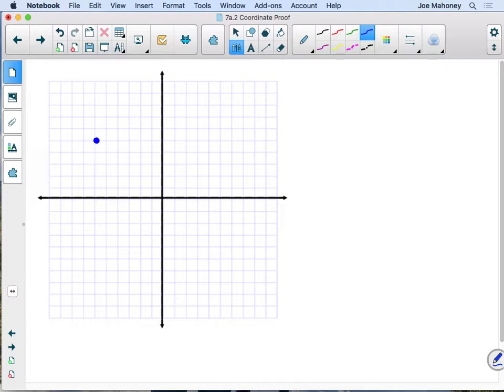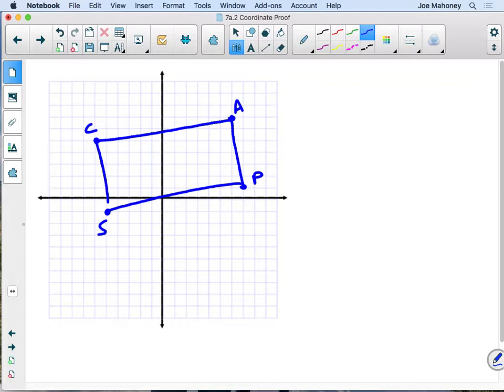So here's point C. Point A is at 6, 7, so that's going to be up here. Point P is at 7, 1. And point S is at -5, -1. The reason why I like to graph it is, first of all, does it look like a rectangle? It kind of does. I bet if you use a ruler, it would be a lot better. So you might remember that a rectangle is a figure that has 4 90-degree angles.